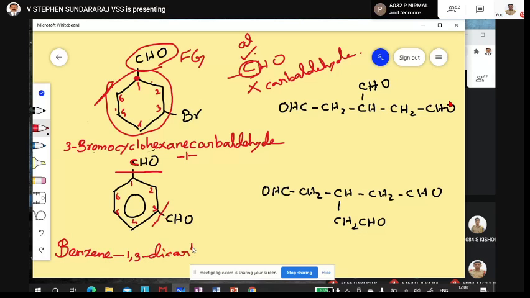Here numbering is required because it can be 1, comma 4 also. It can be 1, comma 2 also, in para position, ortho position, meta position. So 1, comma 3 dicarbaldehyde. This is the IUPAC name of this compound. In that, E also I did not remove, because D is not a vowel or vowel sound. So that E also, benzene, E also there.